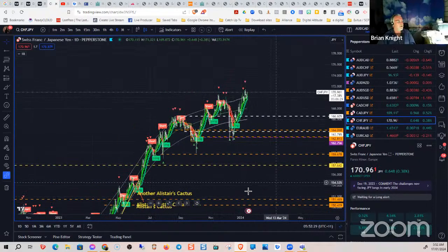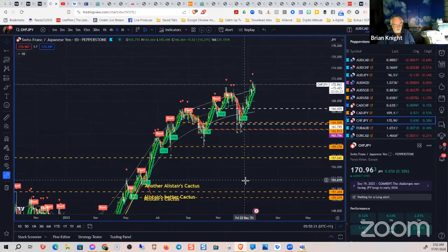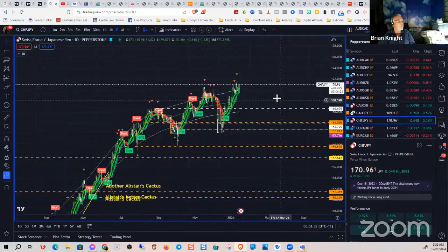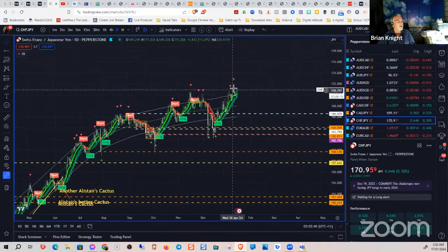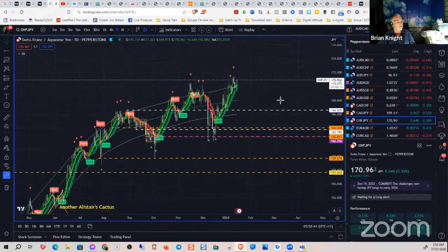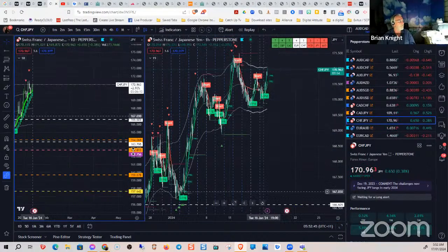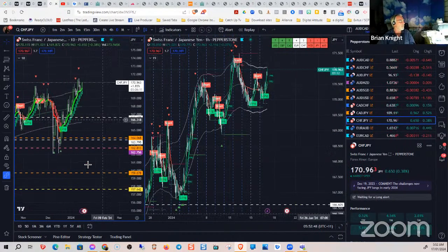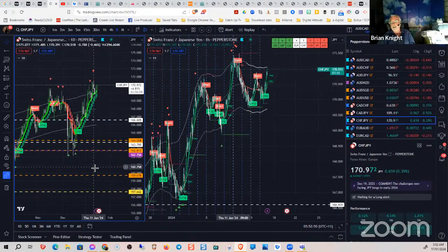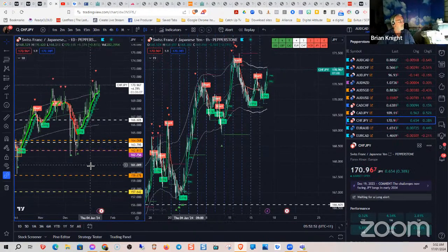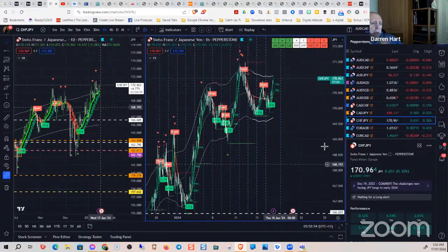Yeah, I think, I don't know about this. It's going to sort of pull down. It'll all come back to whether it breaks the high or not. I don't think it's one to trade at the moment, personally, unless you're already in it.